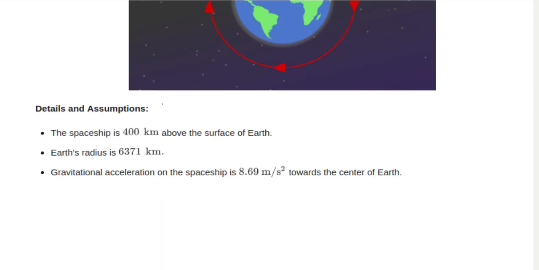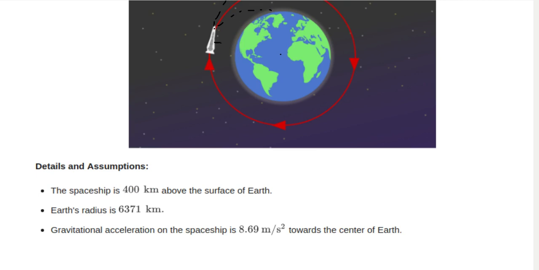So the spaceship is 400 kilometers above the surface of the Earth, and the Earth's radius is 6,371. So that puts this total length at 6,771 from the center of the Earth to the spaceship. And we're given that the gravitational acceleration is 8.69 meters per second squared towards the center of the Earth.